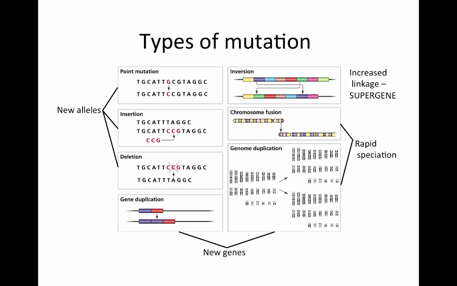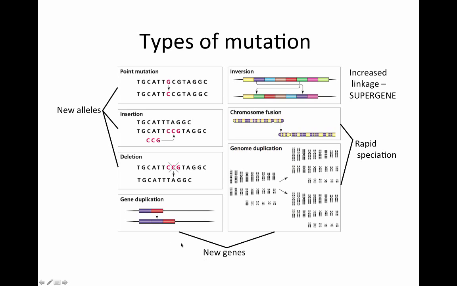So our discussion of all of these different types of mutation lends itself well to a nice categorization of the different kinds of mutations. So we saw that point mutations and insertions and deletions lead to new alleles, so different forms of the same gene. Gene duplication and genome duplication both lead to an absolute increase in the number of genes.